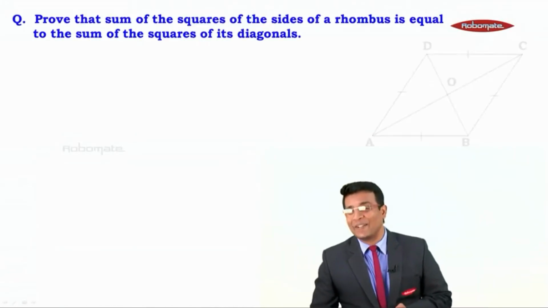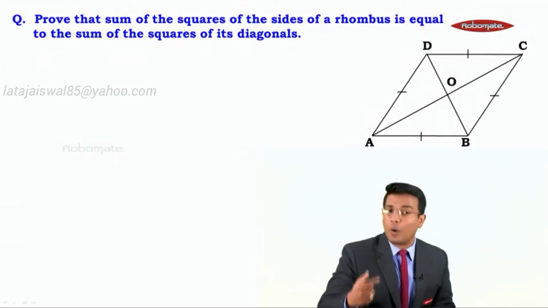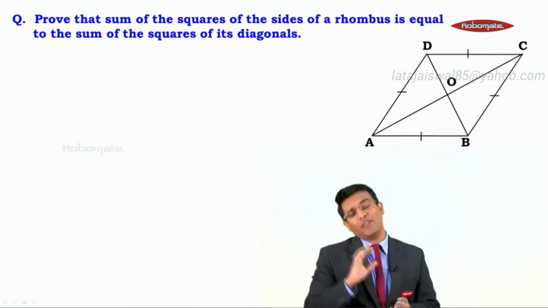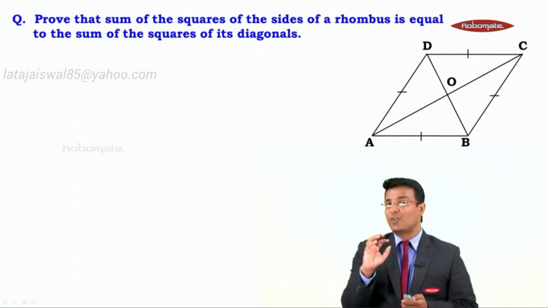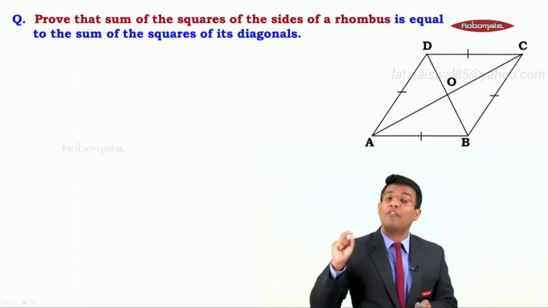We are doing a very interesting and a very important sum. Let's see this. It says prove that the sum of the squares of the sides of a rhombus is equal to the sum of the squares of its diagonals. Now here, what are we supposed to draw? Which you have already seen there, but why is it drawn that way? Let's understand.